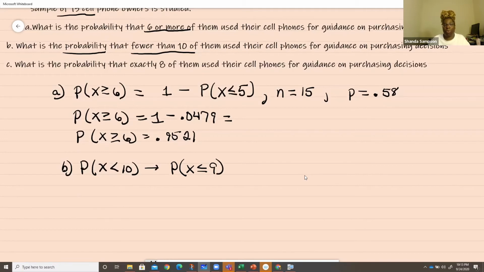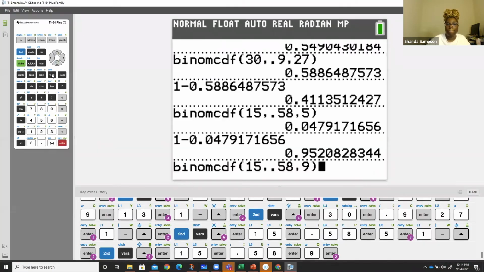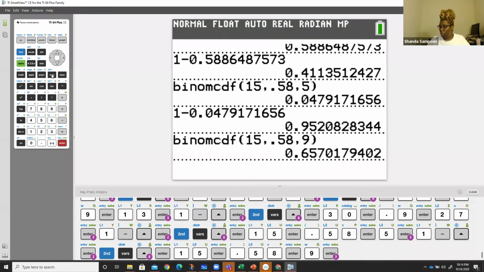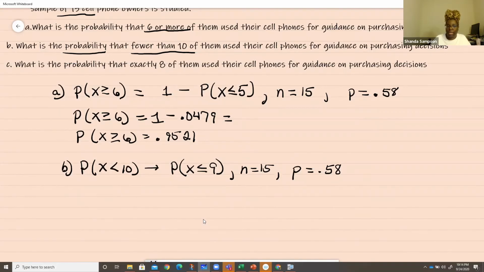I still haven't read the problem. It's the same problem. So N is still equal to 15 and P is still equal to 0.58. So we got 15, 0.58, and 9. Now that gave me 0.6570. You don't have to do anything else with this problem because these are the same thing, the probability that X is less than 10.